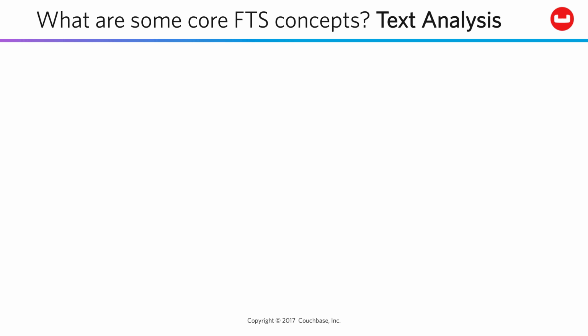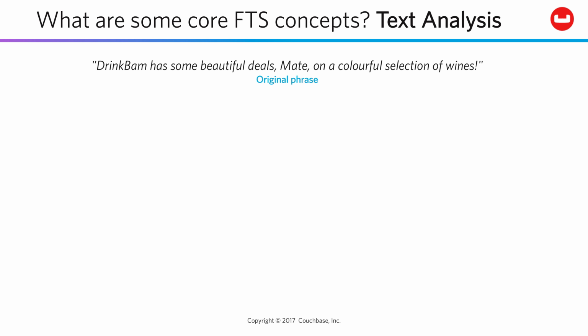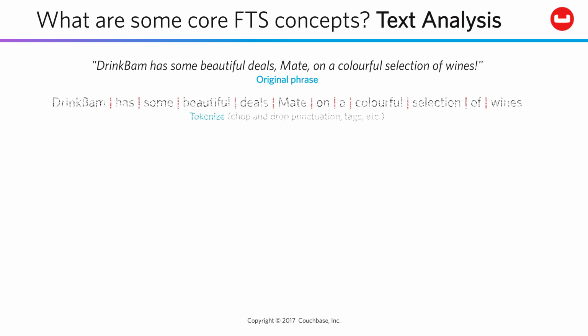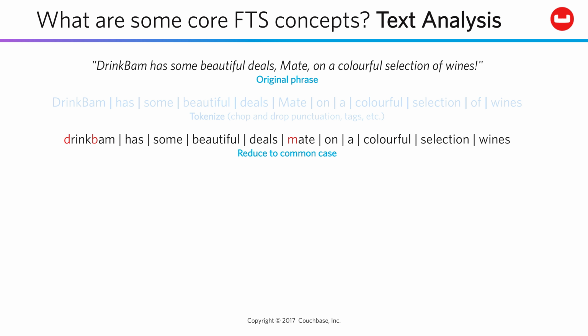We'll start with text analysis. So imagine you have a document that includes this sentence, and you want it available for full-text searching. Now the first step would be to tokenize the text. Chop it up into individual pieces, called tokens, and maybe remove unnecessary punctuation along the way. Then you might flatten things a bit, perhaps reducing everything to a common case. Of course, these behaviors could vary in different languages.